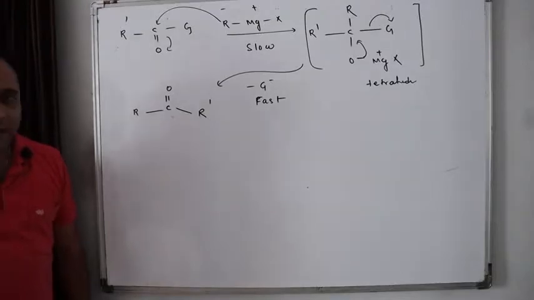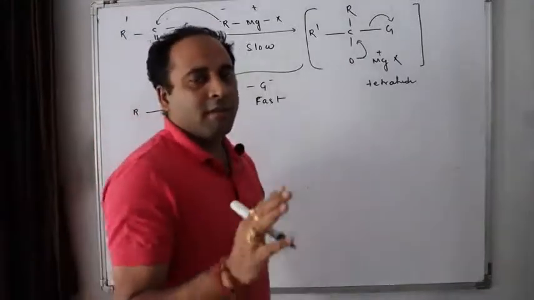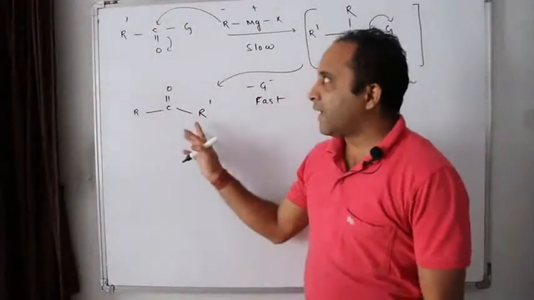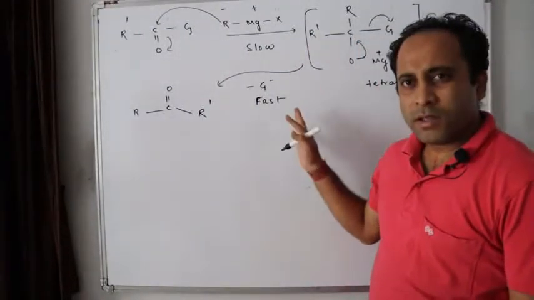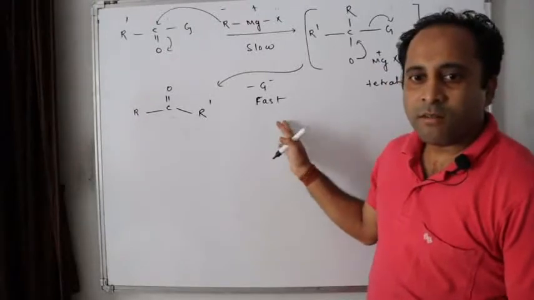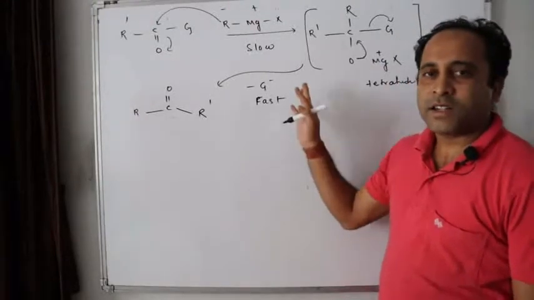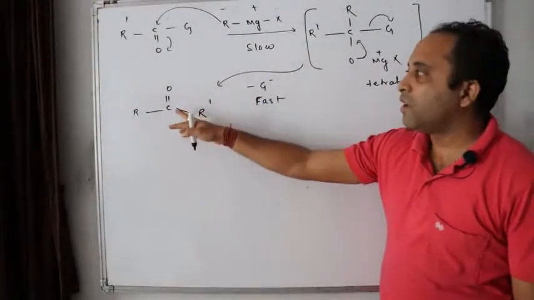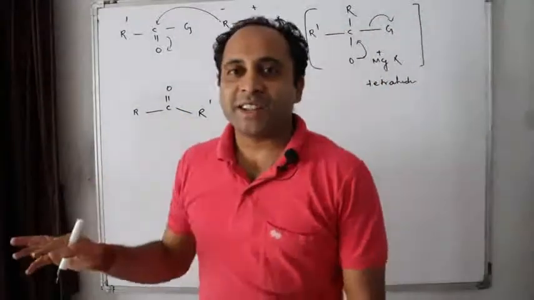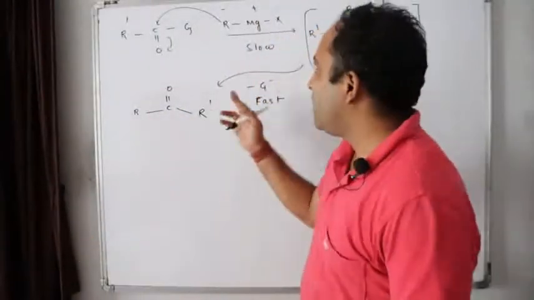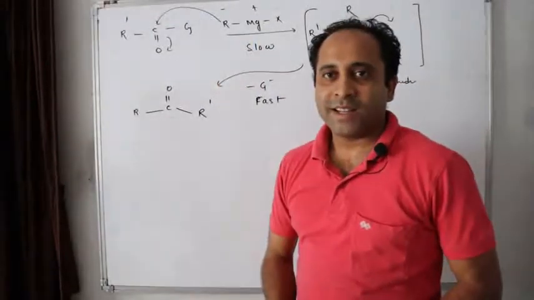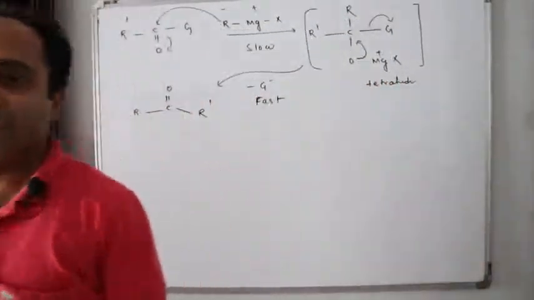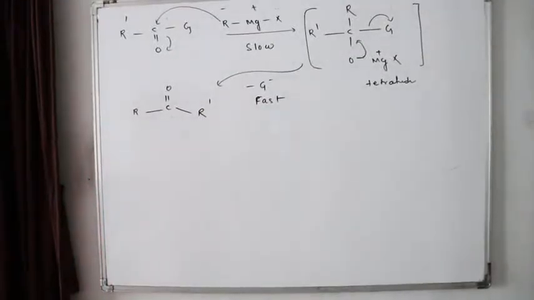Easy, clear? Now remember one thing, what did I say? If I don't take one equivalent of the Grignard's reagent, what will happen? Further Grignard's reagent will react with this carbonyl and nucleophilic addition reactions will take place. So here I normally take one equivalent. Okay, please copy this so that I can go for a further question.